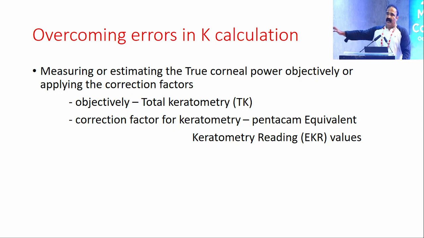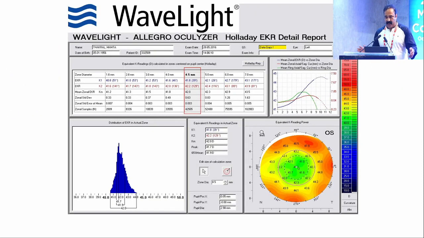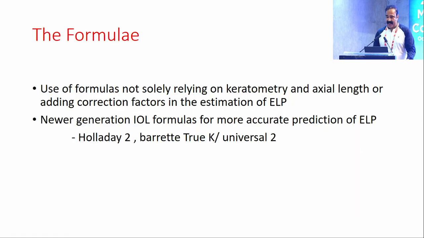Go for a total K for the calculation that you get from an optical biometer like the IOL Master 700, or use a Pentacam. So this is an optical biometer. If it is a Pentacam, it has got a Holladay EKR output, and when you go for that, it gives the equivalent. So that can be used for IOL power calculation.